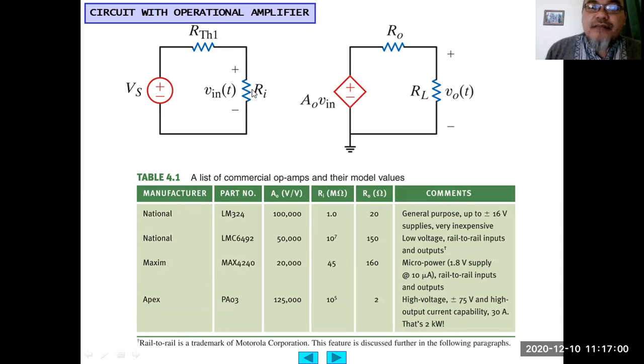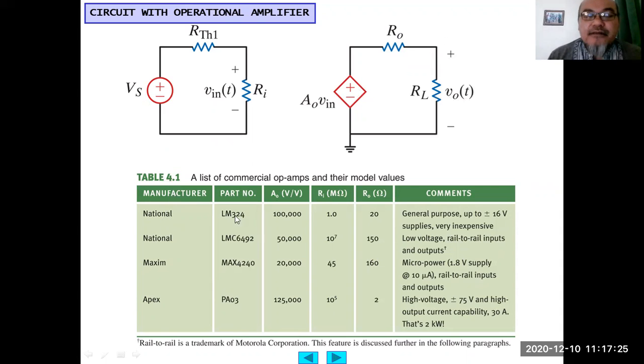Then this value Vin is being amplified. This A0, the gain, times the Vin, is connected to the output resistance. Then that output resistance is connected to a load RL, which forms the output voltage.